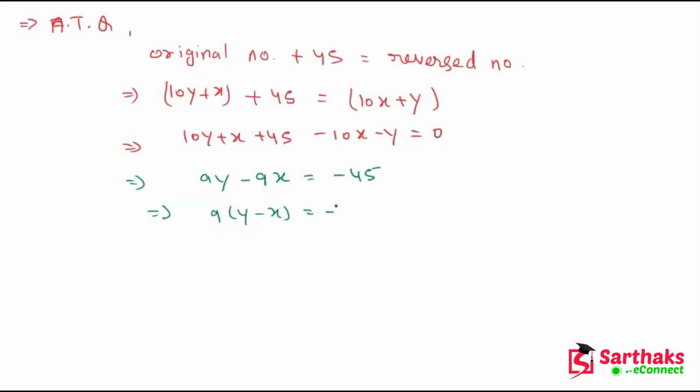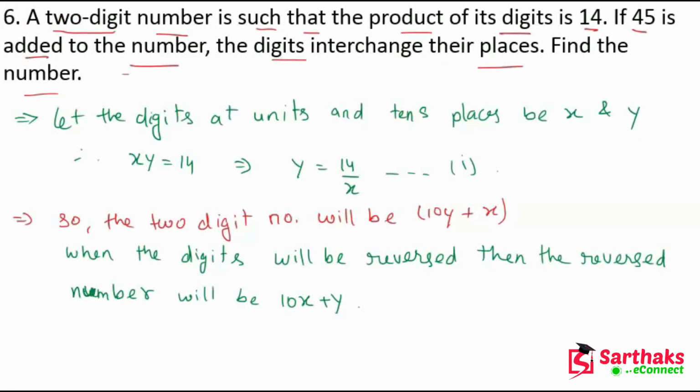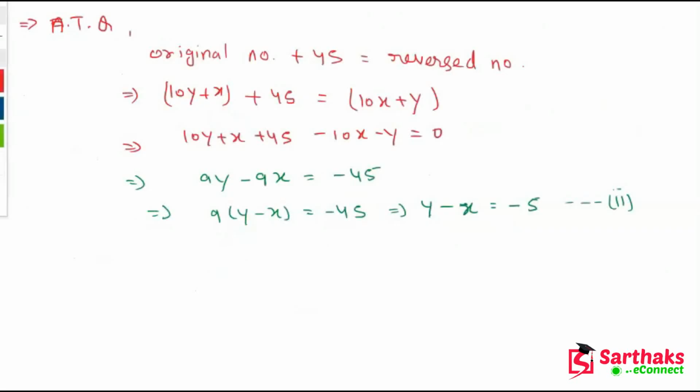Okay, so if we take 9 as common, we get 9 into y minus x equals minus 45, and this 9 will shift to the RHS in the denominator, so y minus x is minus 5. Here let's suppose this is equation number 1. Now we know that the value of y is 14 upon x, so we can put the value of y in equation number 1.